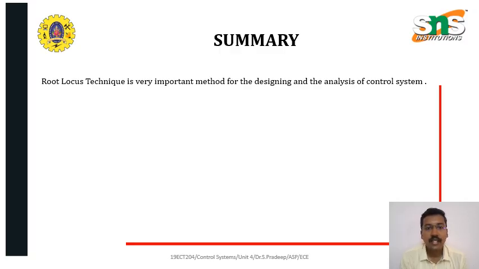Root locus technique is a very important method for the design and analysis of control systems.